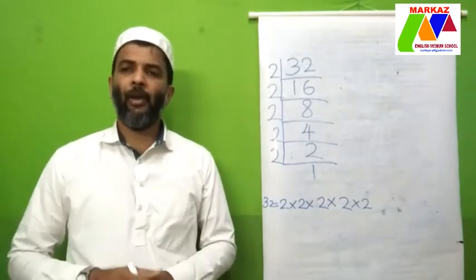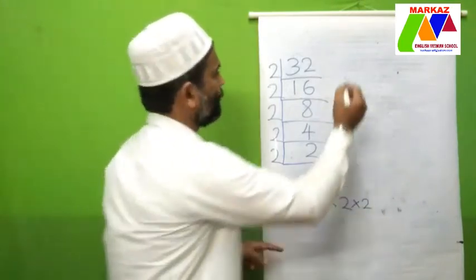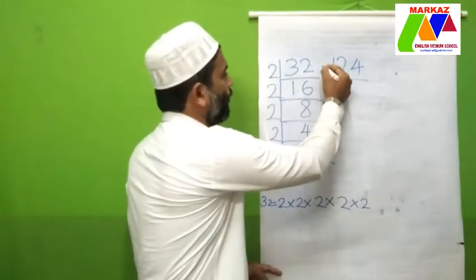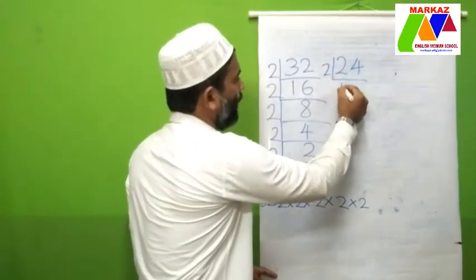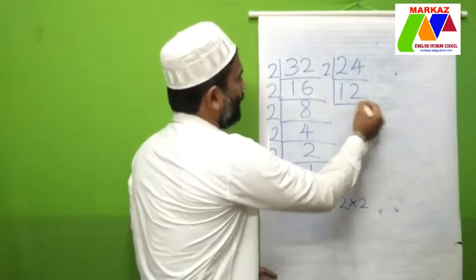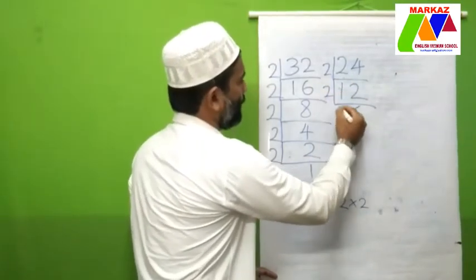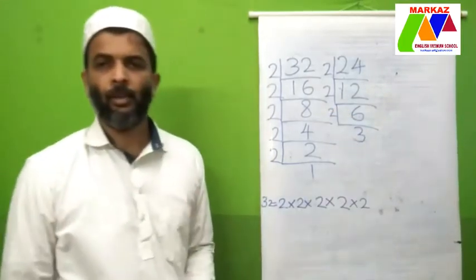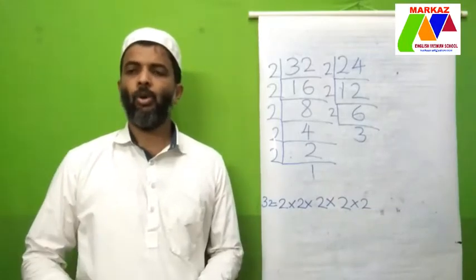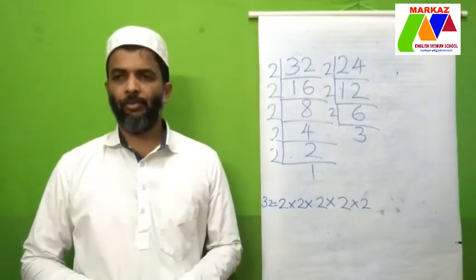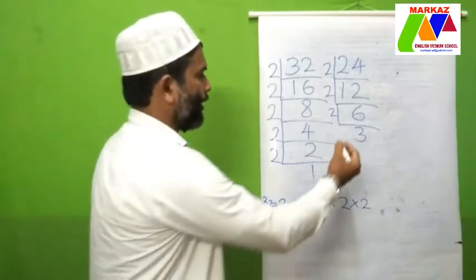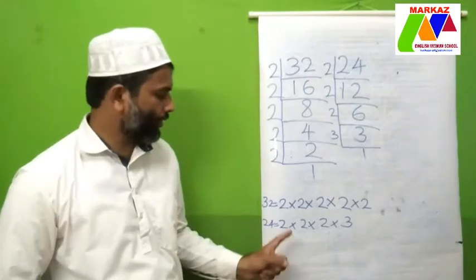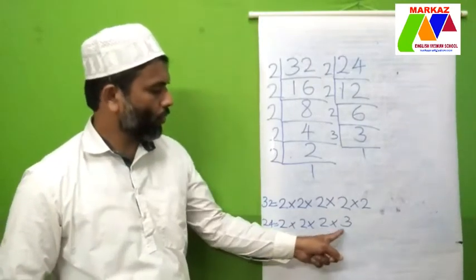Now, find the prime factorization of 24. Dividing 24 by 2, we get 12. Then again 6. Then 3. 3 is a prime number, so we divide it by itself and get 1 as a quotient. Thus, the prime factorization of 24 is 2 into 2 into 2 into 3.